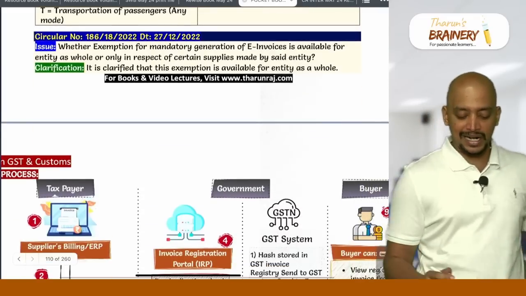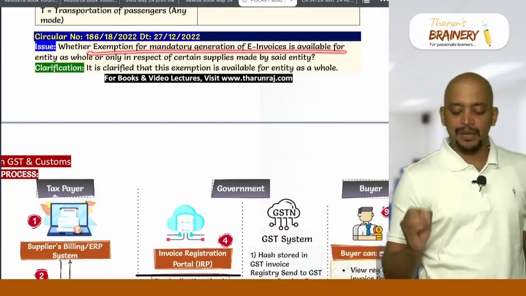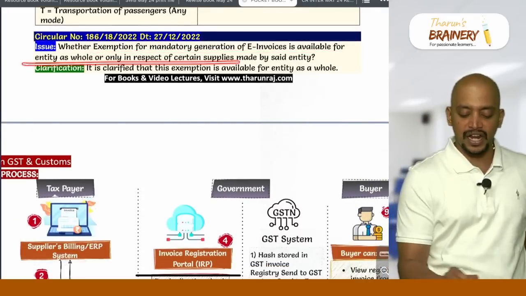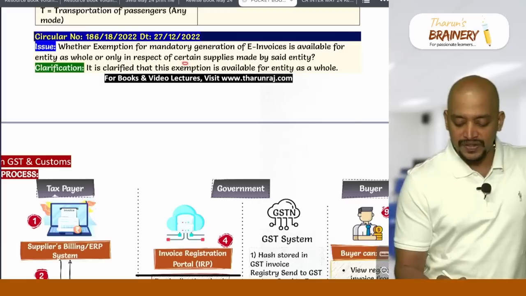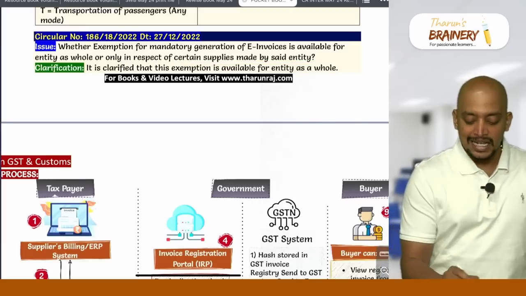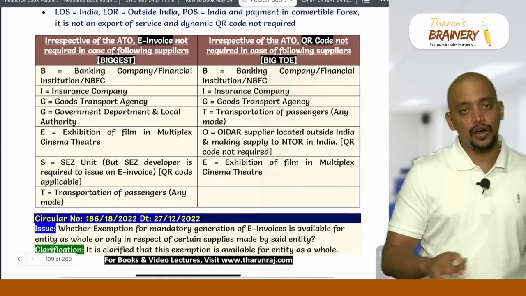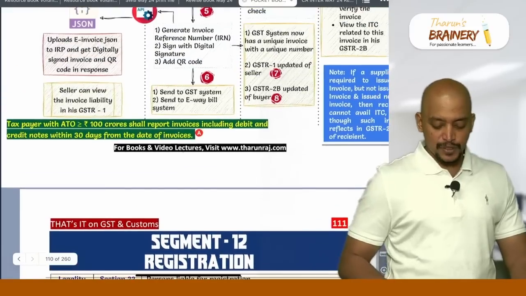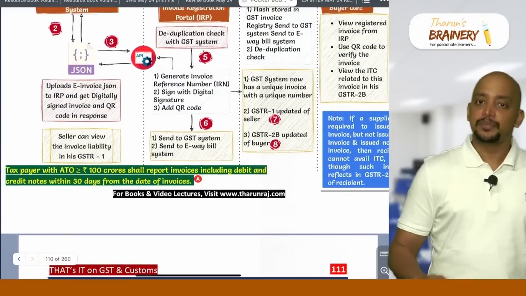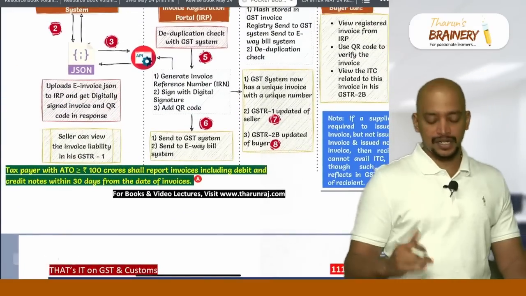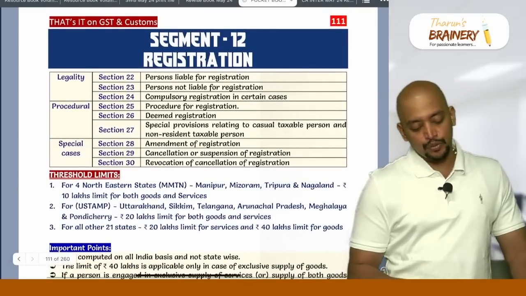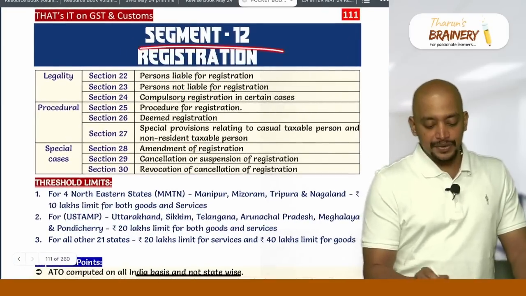For that they gave one clarification: whether the exemption for mandatory generation of e-invoice is available for the entity as a whole or in respect of certain supplies made by the said entity. So the exemption is available for the entity as a whole. This point is common for all people, with respect to invoice, debit notes and credit notes. So these are the various points, and then we are moving on to chapter 12, that is registration.